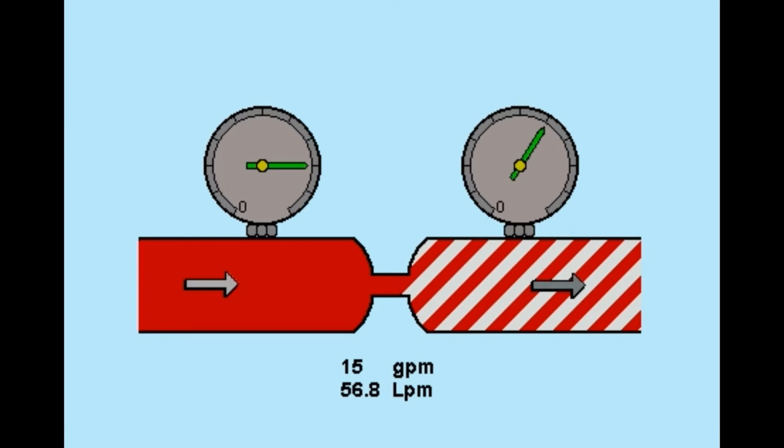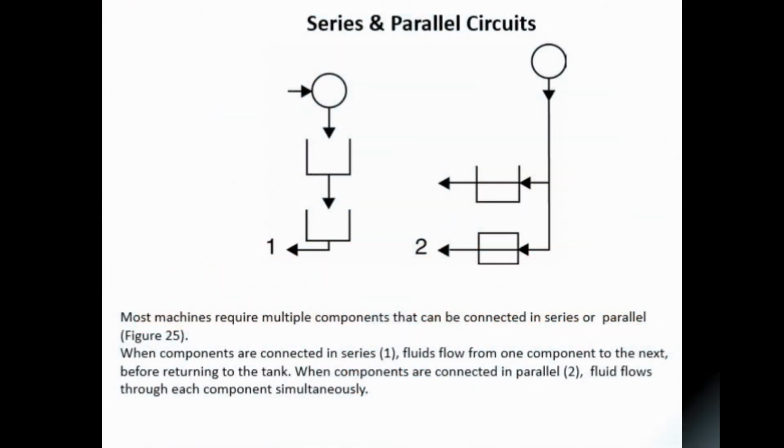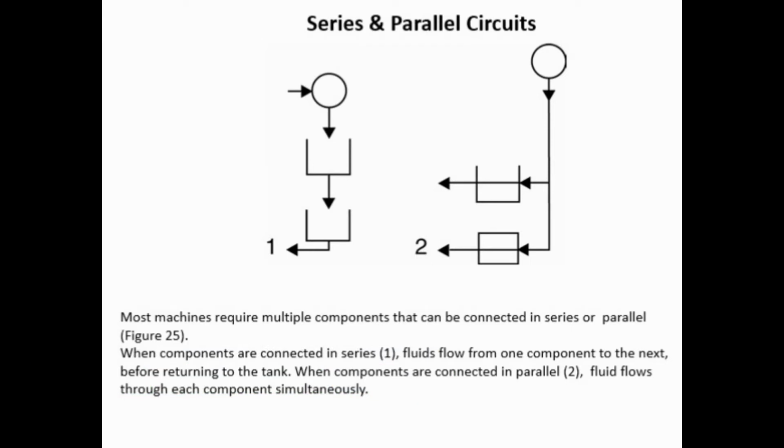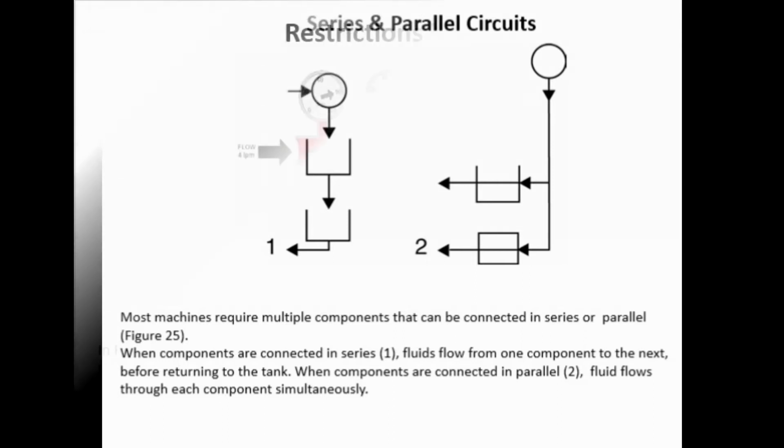Many of the valves in complex hydraulic systems take advantage of these principles. Series and parallel circuits. Most machines require multiple components that can be connected in series or parallel. Figure 25. When components are connected in series, 1. Fluids flow from one component to the next before returning to the tank. When components are connected in parallel, 2. Fluid flows through each component simultaneously.